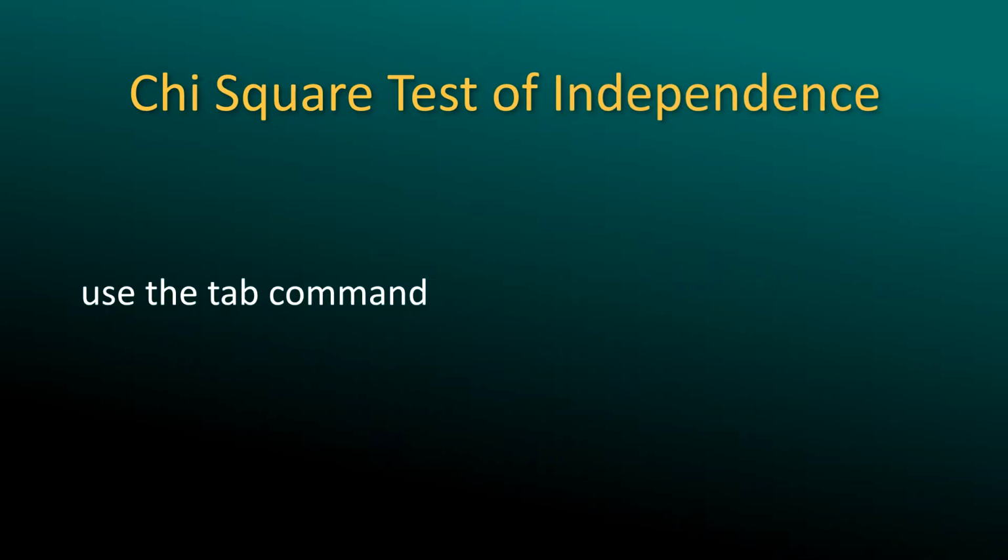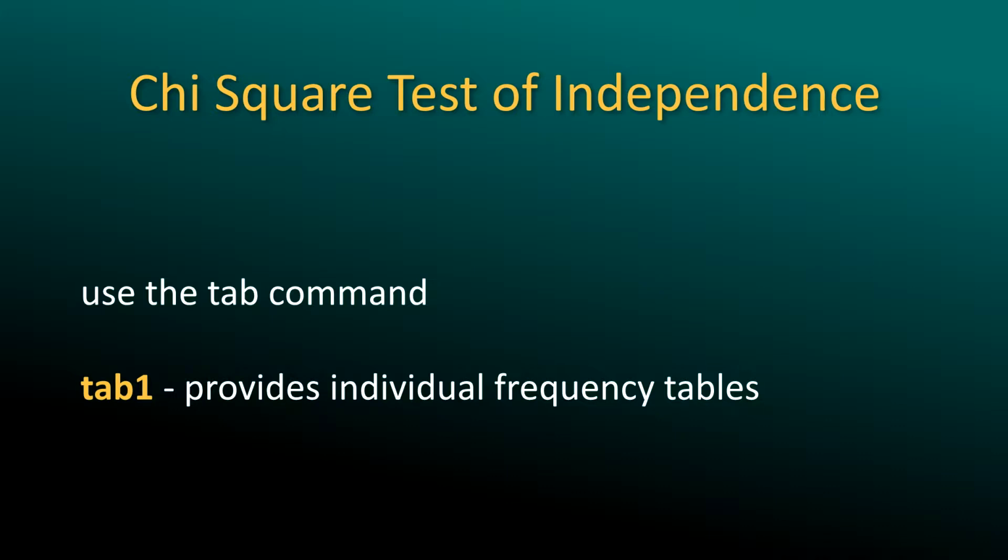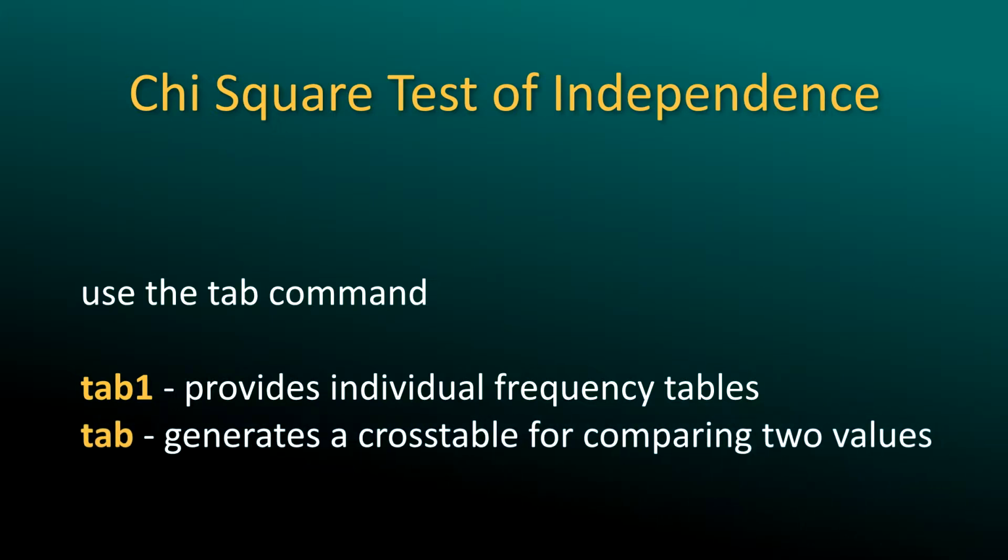The tab command is very similar to the tab1 command we used before to generate frequency tables of our variables. However, the difference here is that tab1 gives individual frequency tables, whereas tab will generate a cross table for us comparing 2 variables to one another. We'll discuss cross tables in more depth in just a minute, but first let's see how we would generate this code.